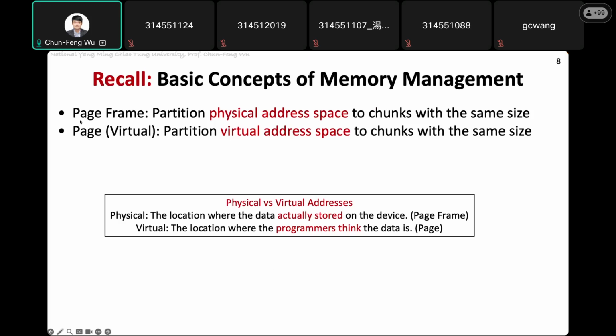But a page frame refers to the DRAM part, how each DRAM address belongs to a page frame. A page is the virtual stuff, so it doesn't directly map to the physical DRAM. Okay. So the physical address is the location where the data is actually stored on the DRAM. This is the page frame. And the virtual address is the location where the programmer thinks the data is.